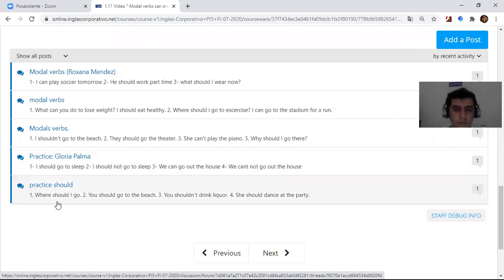And the last example, where should I go? Okay, we missed the question mark here. Okay, you should go to the beach. You shouldn't drink liquor. Yes, please don't do that. Okay, only in moderation, only. Okay, she should dance at the party. Ooh, dancing, yes. Good examples here. Thank you very much for your commentary.